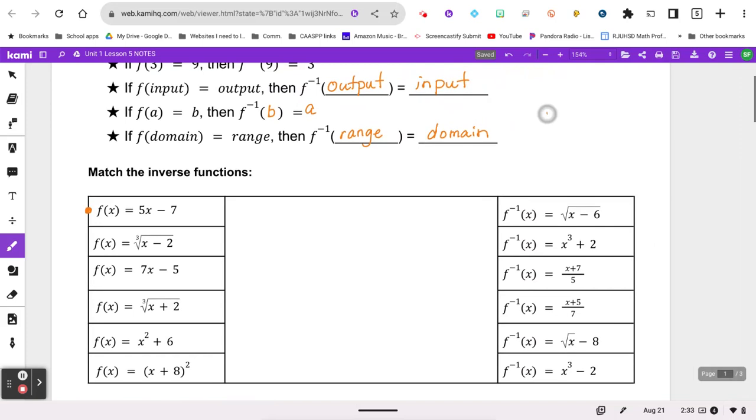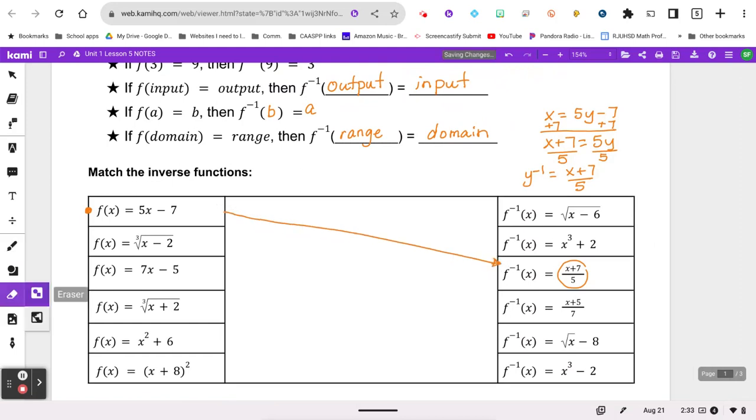So we're going to go x equals 5y minus 7. Remember, we're going to add 7 to both sides. x plus 7 equals 5y, then divide by 5. And we can see our inverse is going to be x plus 7 over 5. And we can see that right here. There we go.